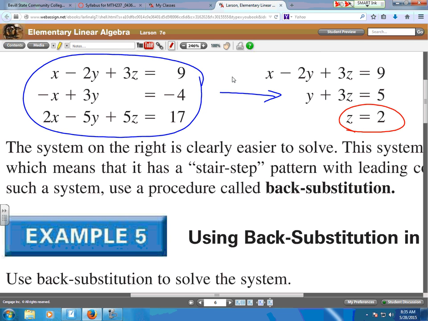For example, if we take the first 2 equations and add them together, notice we could eliminate the x's. If we add those together, we get y. If we add no z's and 3 z's, we get 3 z's. Add those together, we get 5. So that's where that second equation came from.